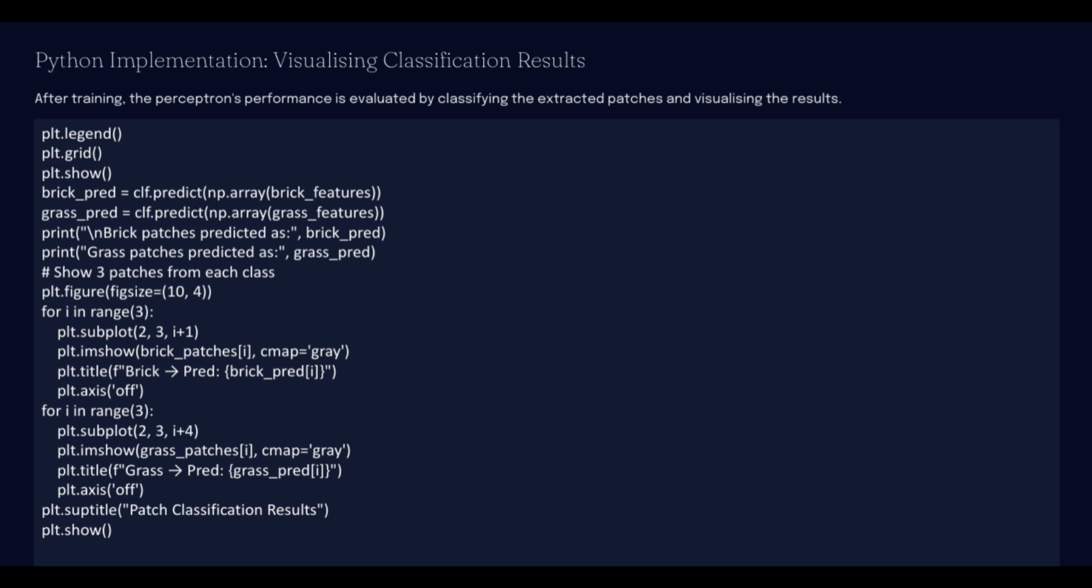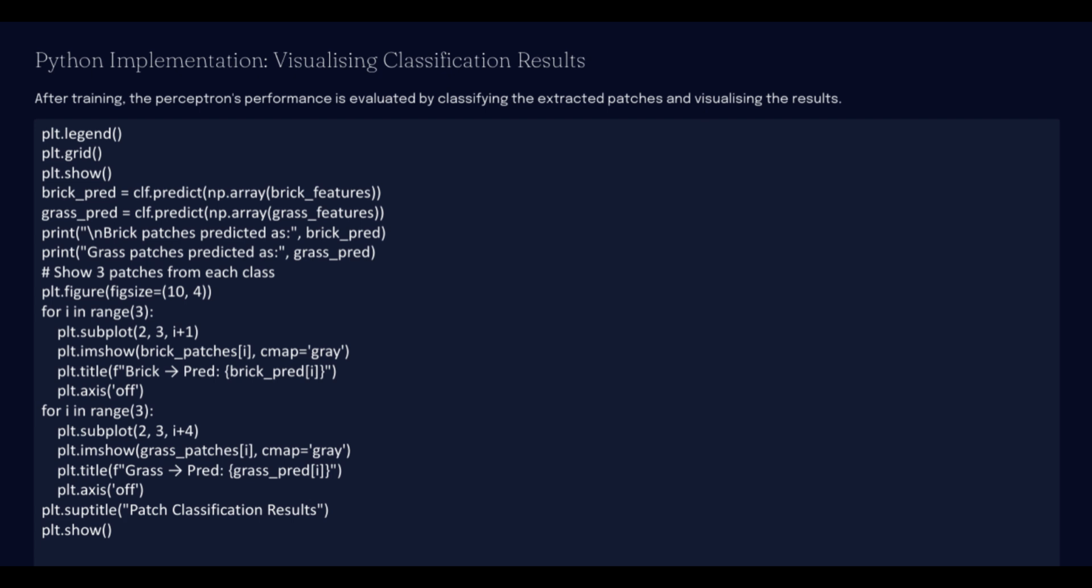We then combine all feature vectors into X and create labels Y, where brick patches are labeled 0 and grass patches are labeled 1. Next, we train a perceptron using these features. Once trained, the perceptron learns a linear decision boundary described by the equation W1x1 plus W2x2 plus B equals 0. We extract these weights and use them to draw the decision line on our scatter plot.